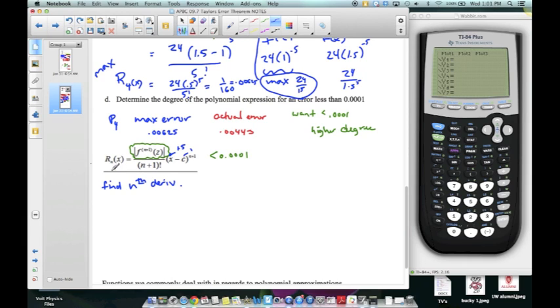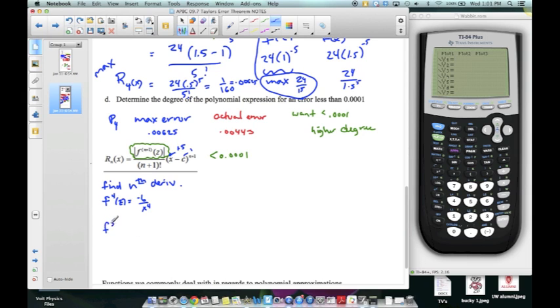It's saying the remainder for an nth degree polynomial is the next derivative over the next factorial times x minus c to the next power. So we really have to find this pattern here. If we take a look at the fourth derivative, and I'm going to write this in terms of z, that is our minus 6 over x to the fourth power.